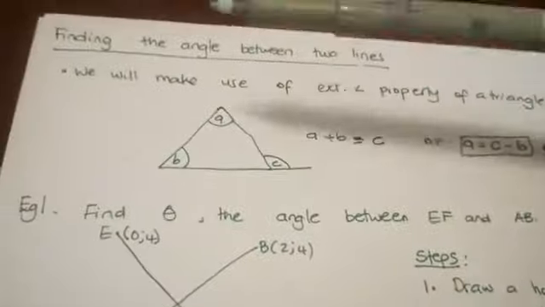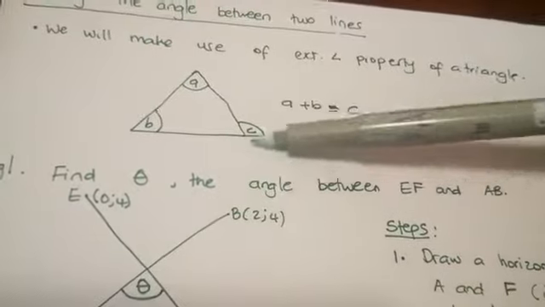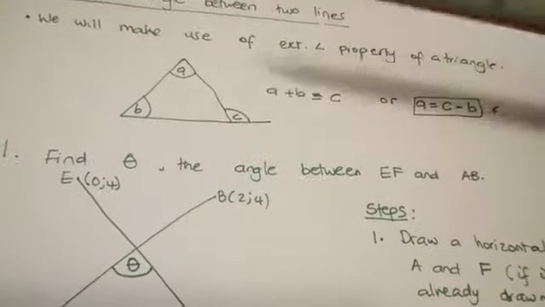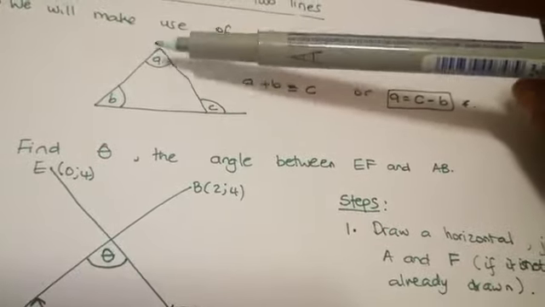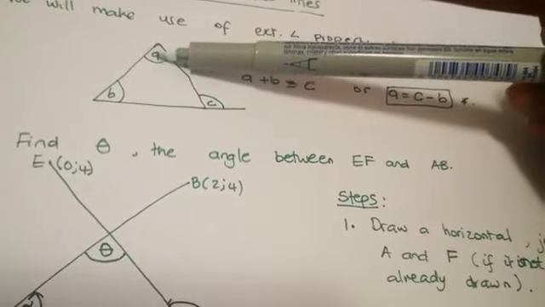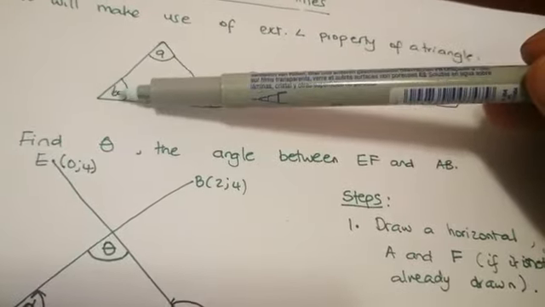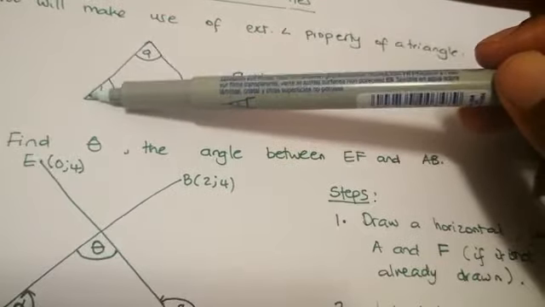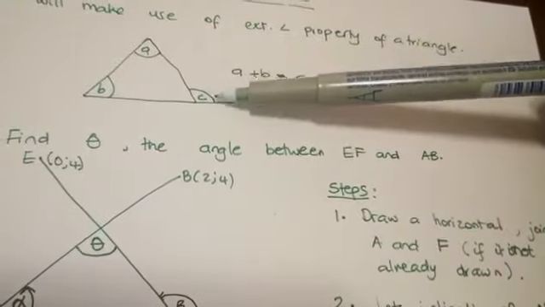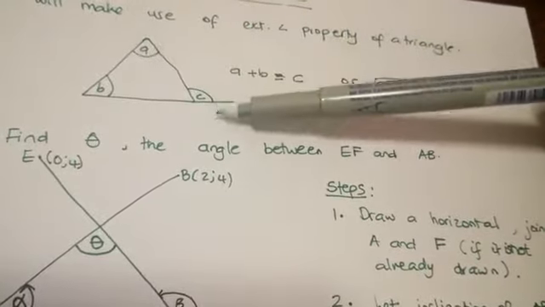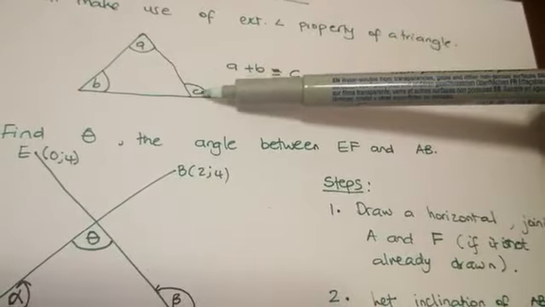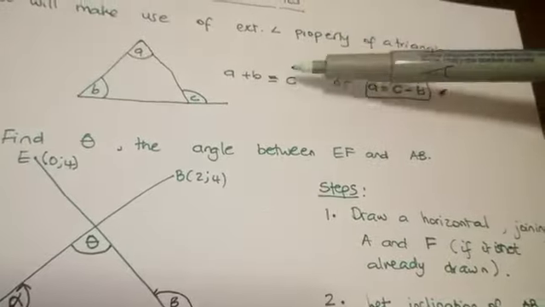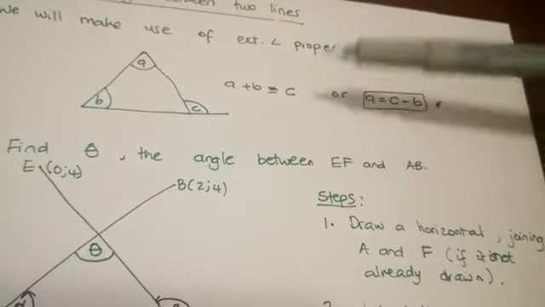What we are going to make use of here is the exterior angle property and any other means that you can think of that can assist you in finding the angle. So the angle that we are looking for would be A, and then we would have to find B and C. If you look clearly, B is the inclination of this line, and C is the inclination of that decreasing line. We can use C and B to find A, because A plus B is equal to C by the exterior angle property of a triangle.